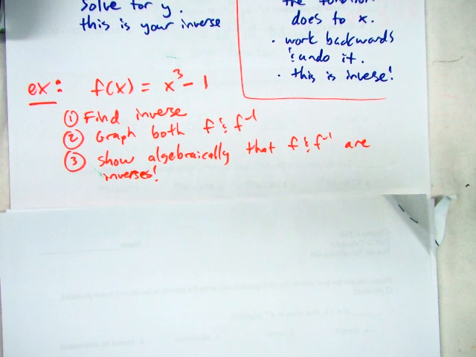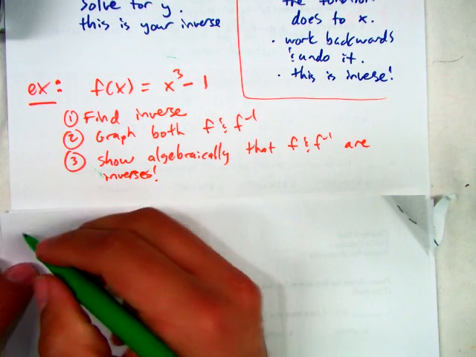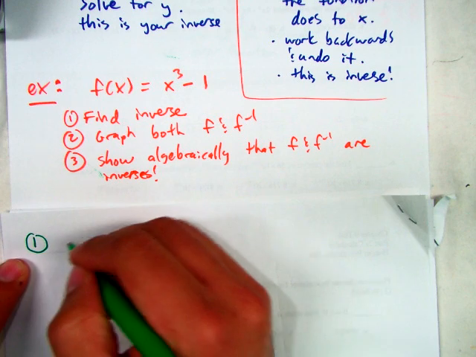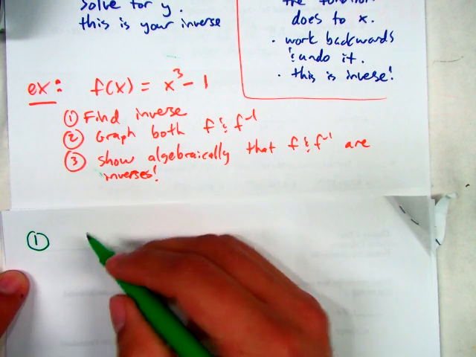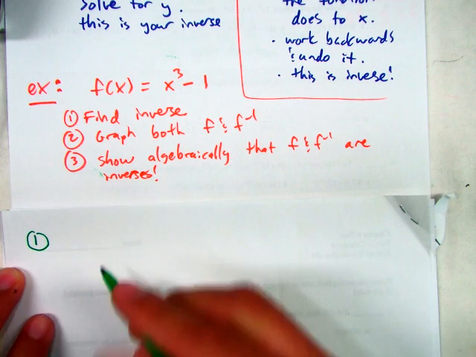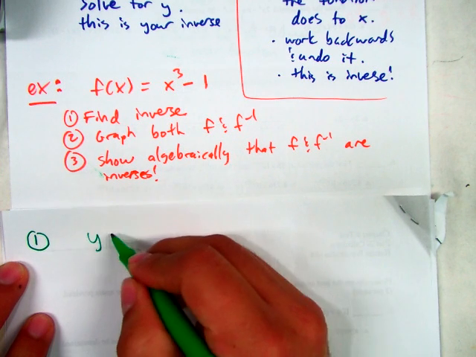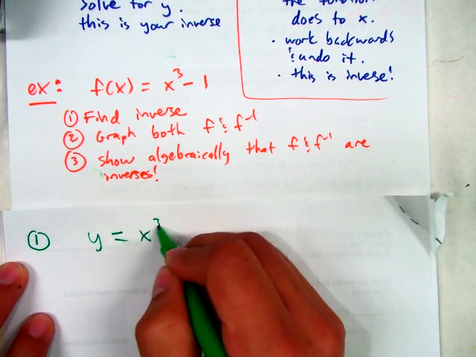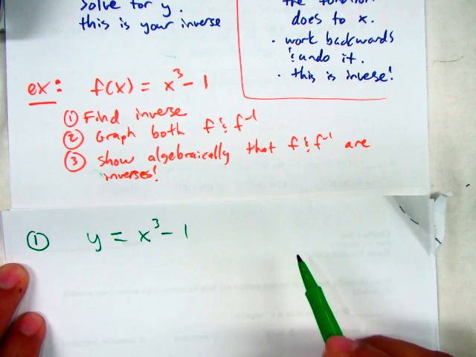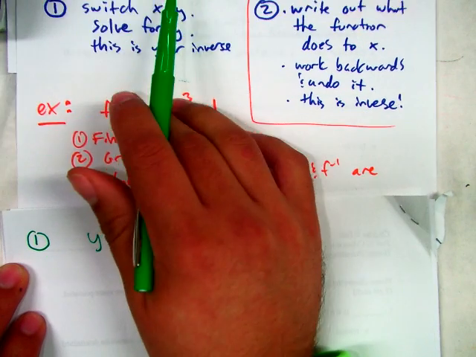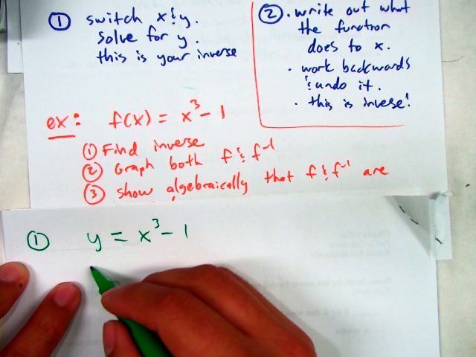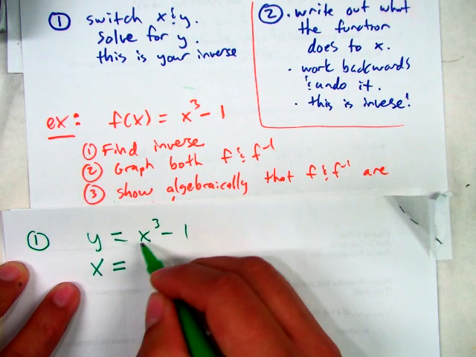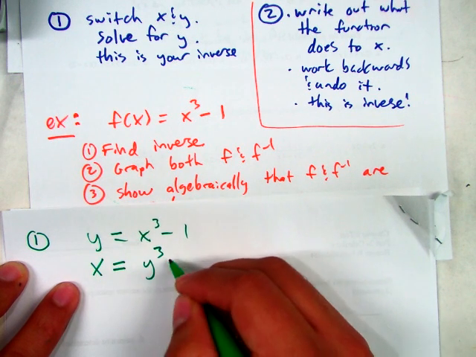So part 1, finding the inverse. I'm going to do this with the first option. Okay? f of x is really the same thing as what variable? So I'm going to write it as y equals x cubed minus 1. My initial thing that I have to do here is to literally switch x and y. So if I see y, I write x. If I see an x, I write y. So that's the first step.